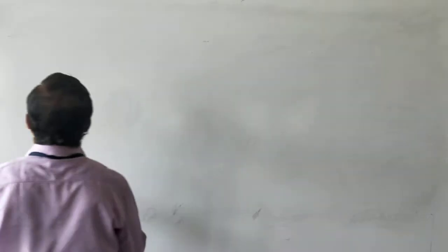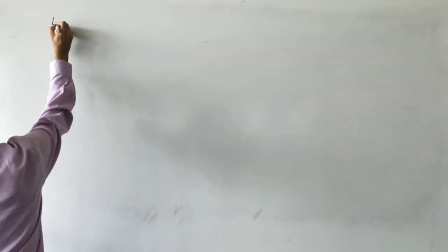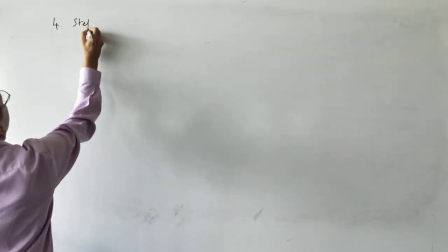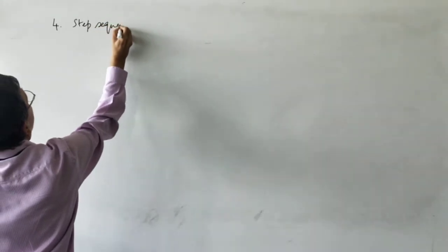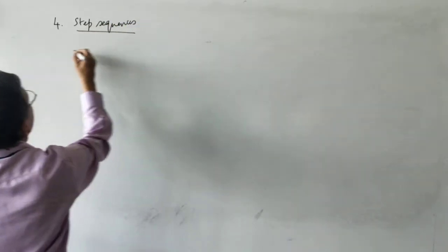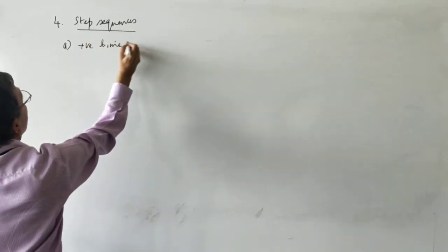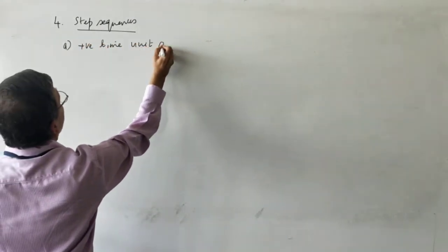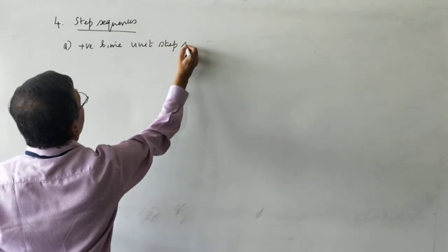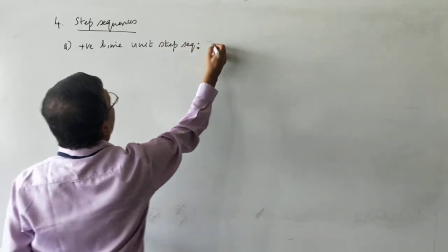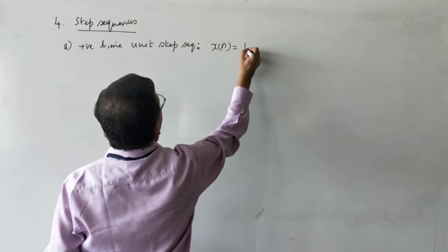Today's class, I will be teaching you one more useful sequence, step sequences. Category A, positive time unit step sequence. Positive time unit step sequence given by x of n equals u of n.